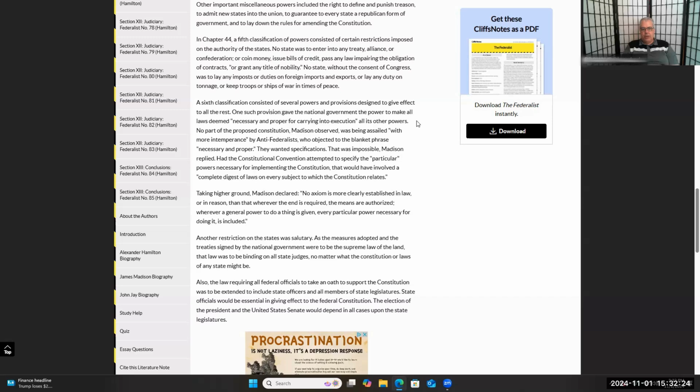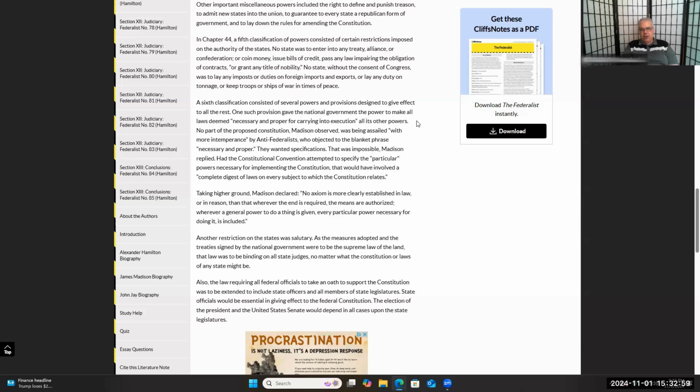Why can't we put Washington just in a state? Put it within one of the states. Why is it within a district of Columbia? And why did that district not have any representatives? And the people couldn't vote. What? Can they vote now? I don't know. You tell me. Look it up. Other important miscellaneous powers included the right to define and punish treason, to admit new states into the Union, which was huge at the time, to guarantee every state a Republican form of government, and to lay down the rules of amending the Constitution.